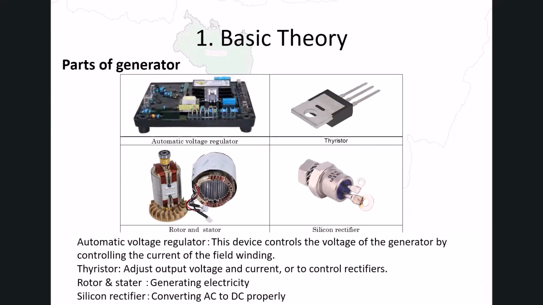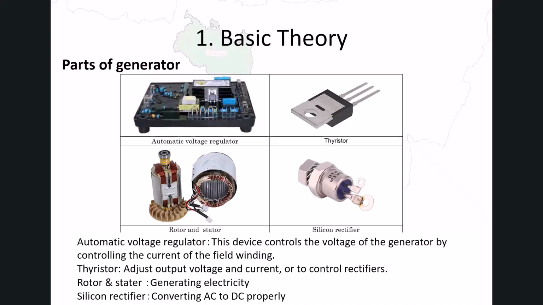The upper left, automatic voltage regulator detects the fluctuation of electrical load and stabilizes the output voltage of AC. It prevents overload or voltage drop and protects electric devices. The upper right, a thyristor in a generator acts like a smart switch that controls excitation current, which helps keep the generator's voltage steady. Bottom left, shown, rotor and stator.